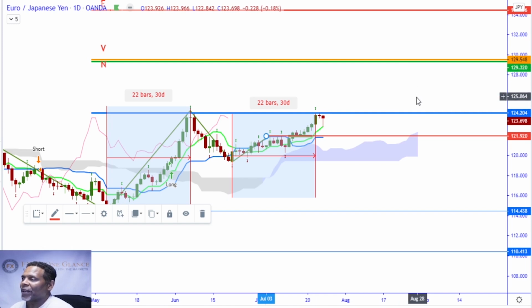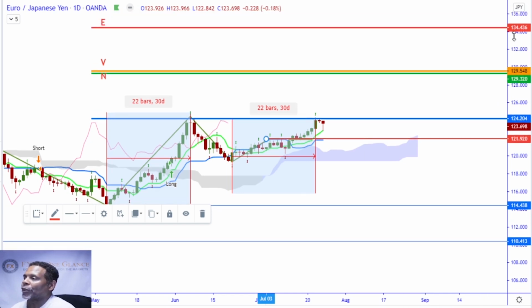We would shoot for this N level at about 129,320, and then about V level 129,548, and then overall your E level at 134,436. Okay.